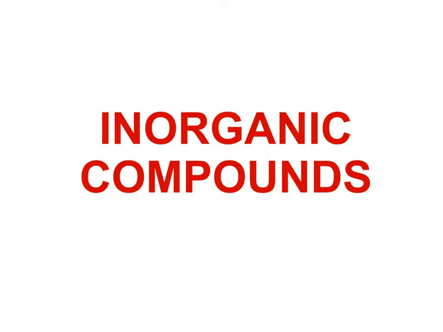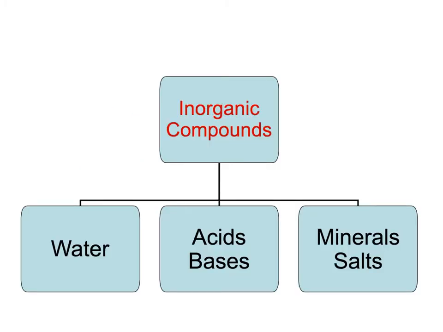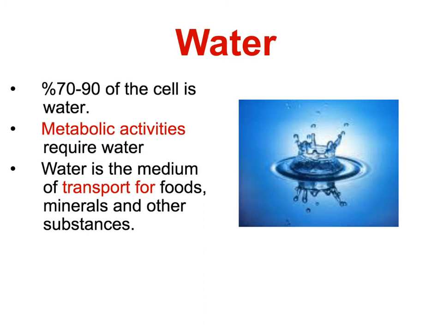Let's start the inorganic compounds. In this lesson we are only going to learn the inorganic compounds, and they are divided into main groups. The most important one is water. We are going to learn the characteristics of water, why water is important for humans, for all living organisms. The other inorganic compounds are acids and bases, and the third one is minerals and salts. So the most important one, characteristics of water.